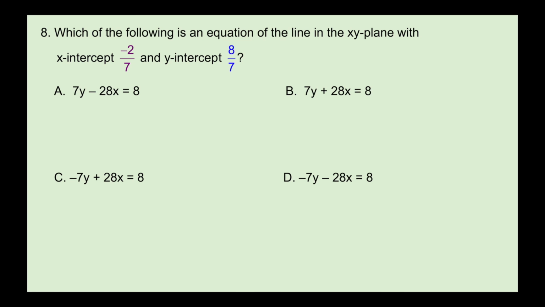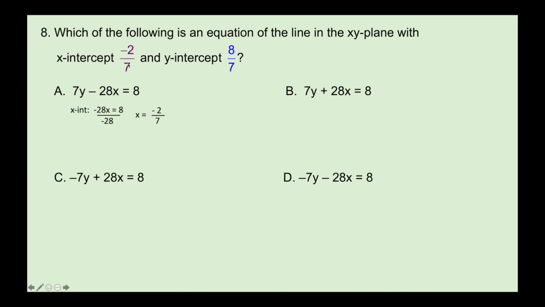In number 8, we have which of the following is the equation of the line in the xy plane with an x-intercept of negative 2/7 and a y-intercept of 8/7. So again, if we're finding the x-intercept, our y value is a 0. So when I find the x-intercept, my y part is gone. We really just have negative 28x is equal to 8. I divide both sides by negative 28 and reduce this. I'm going to end up getting x is equal to, first of all, this was positive divided by negative, so it's negative. 8 over 28 is going to reduce down to 2/7. So far, our x-intercept for this one is correct.